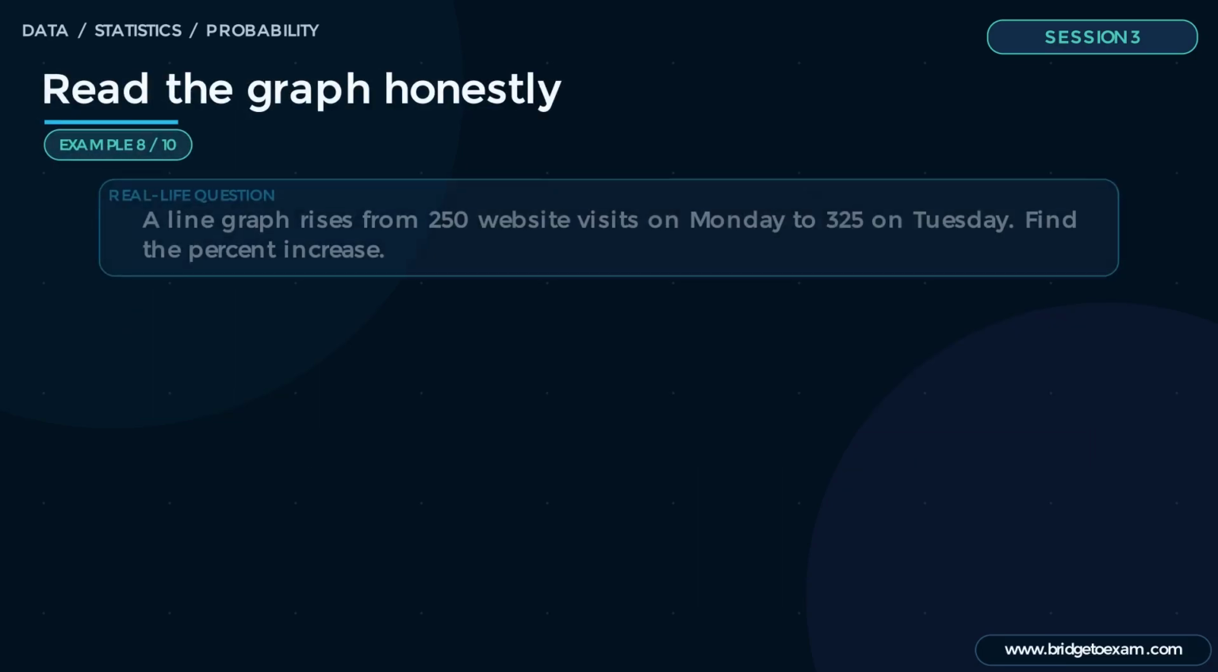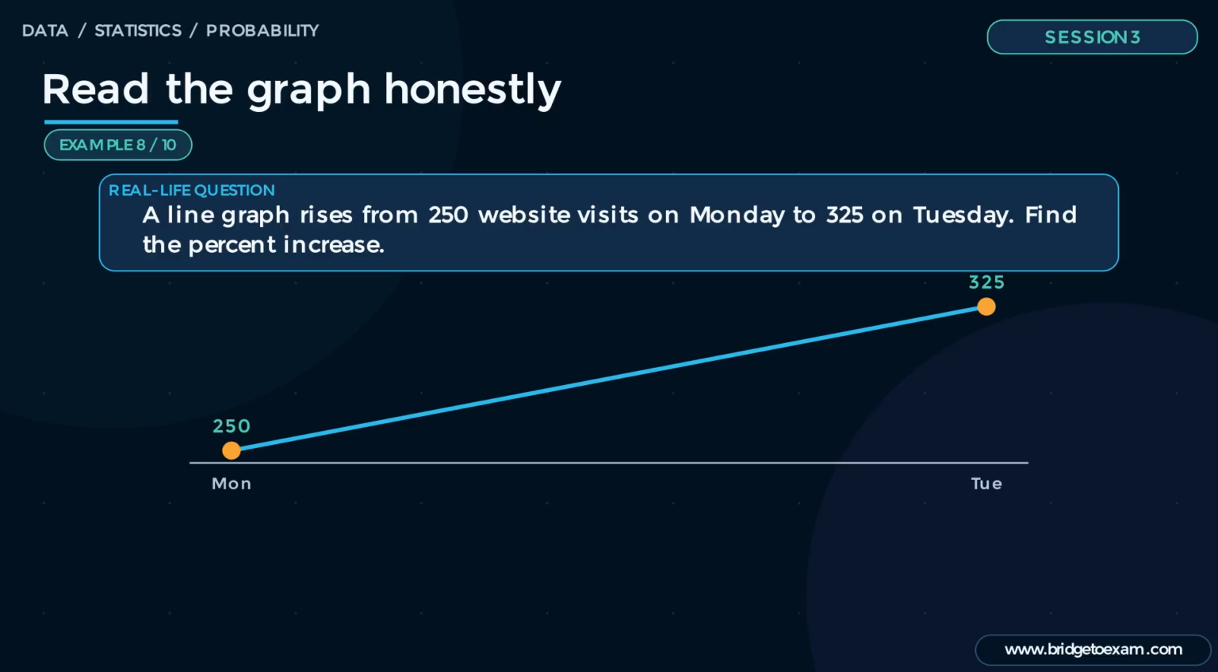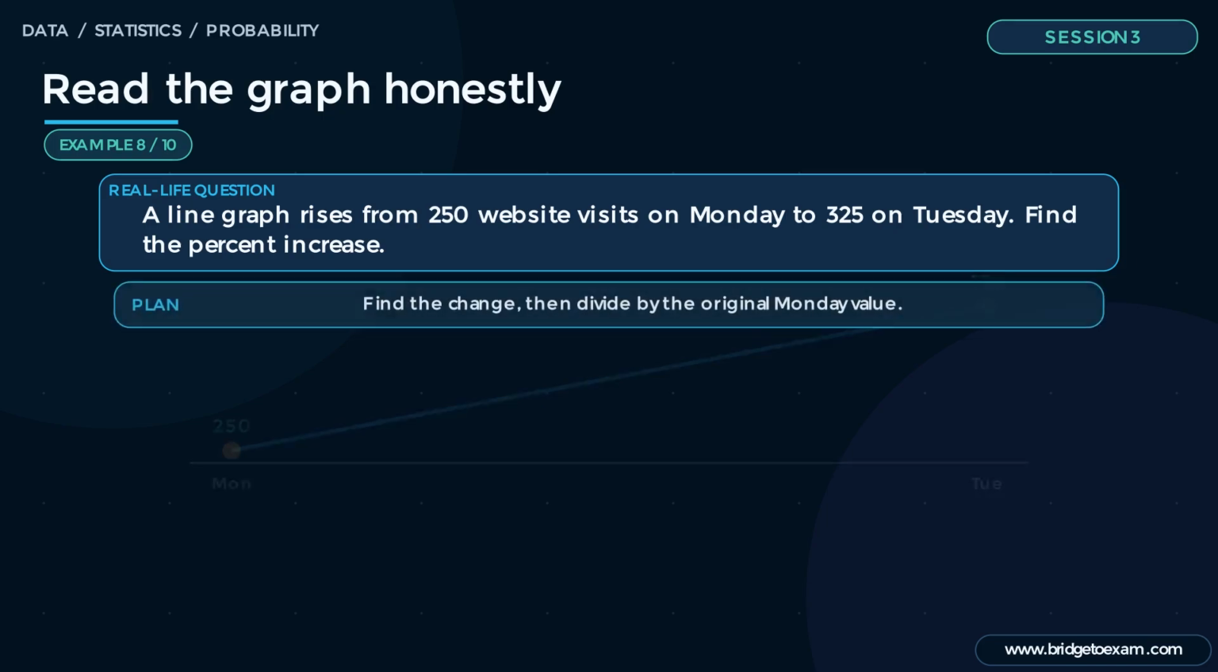Example 8. A line graph rises from 250 website visits on Monday to 325 on Tuesday. Find the percent increase. Plan. Find the change, then divide by the original Monday value. Step 1. Compute the increase. 325 minus 250 equals 75 visits.